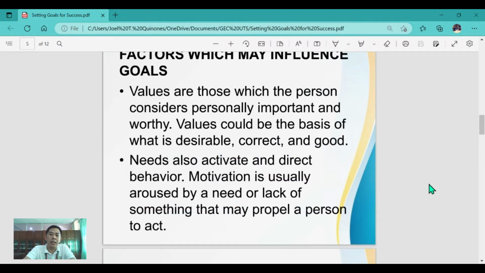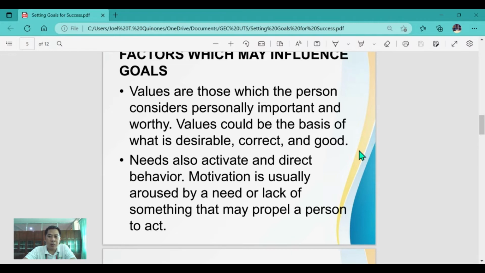Next, we have to look into the factors that affect or influence directly our goals. Number one is values. Values are those which the person considers personally important and worthy. Values could be the basis of what is desirable, correct, and good. When we say values, this is present to the vast many of human beings. When we say values, it is basically good. It is present. It is correct to one place and to another. In certain circumstances, basically, when we say values, it is good and true.